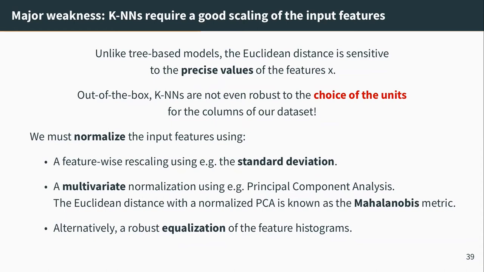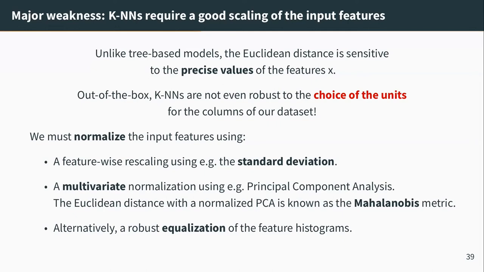If you change from millimeters per second to kilometers per hour, the numerical values of the features change, and so the distance changes, and so the model changes. So you have to realize that it's not nearly as robust as decision trees. In practice, you certainly want to normalize your input features using something that makes sense for your problem.